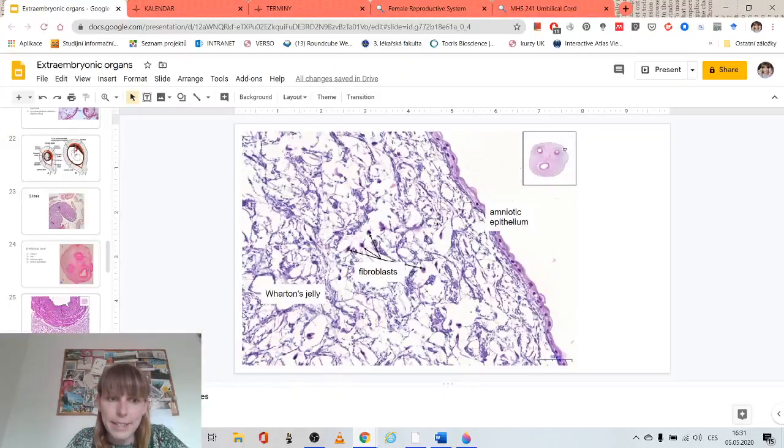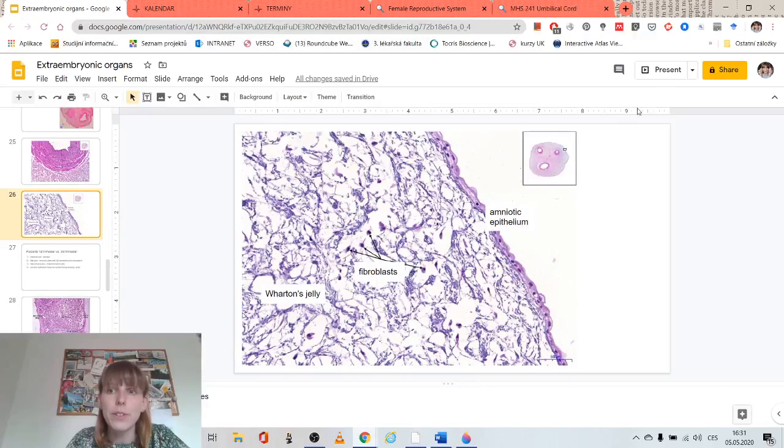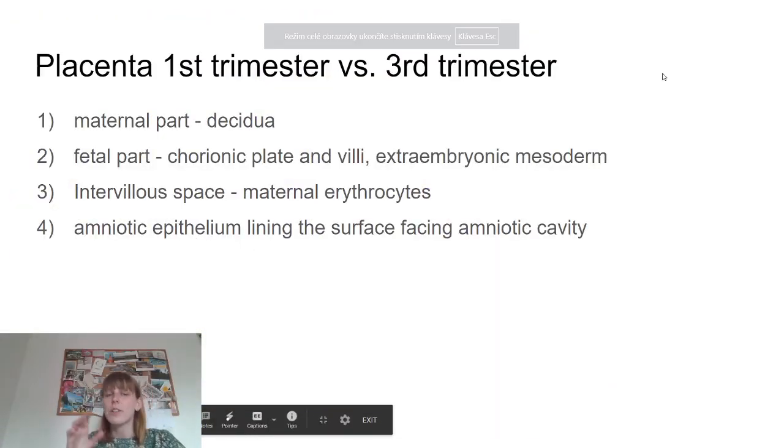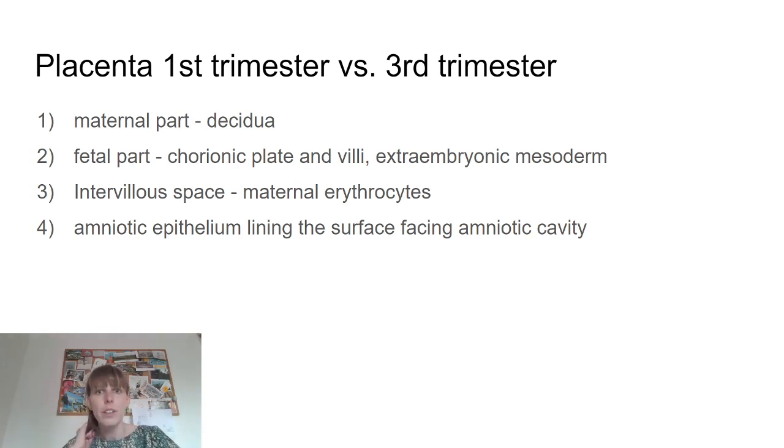So let's continue. And so the second one will be more complicated. So let's take a look at the placenta. So first of all, there are differences between placenta at the beginning of the gestation, at the beginning of pregnancy, and in the final period of the pregnancy.